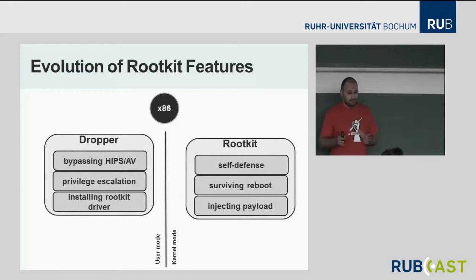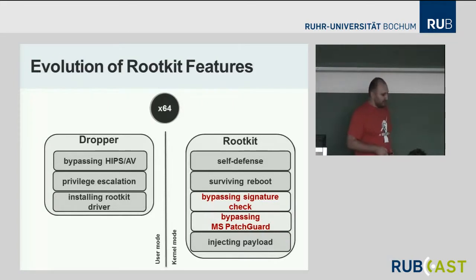Evolution features of rootkits. How it works on 64-bit platforms. First level is bypassing HIPS or other engines' detections, privilege escalation, and installing the rootkit driver. The rootkit has its most important modules: self-defense, surviving after reboots, and injecting payload into user mode processes. But on 64-bit platforms, this picture changes. We have two new points of integrity checks. First, bypassing digital signing of the drivers. And the next is Microsoft PatchGuard.